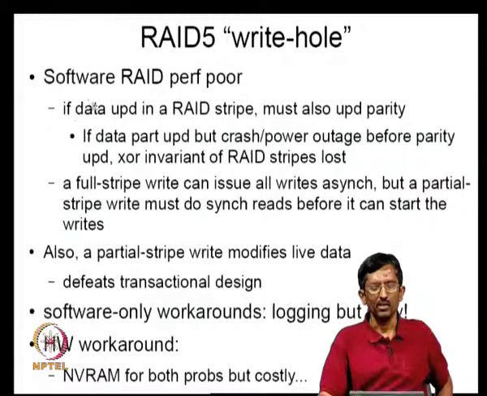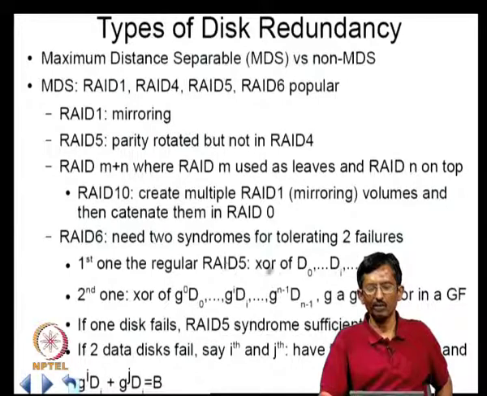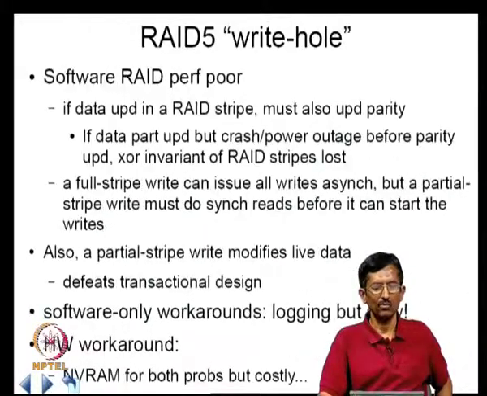If data is updated in a RAID stripe, you have to update the parity also, because there is an invariant that you are keeping. What is the invariant? Like I said in the last class, the parity is basically the XOR of D0, D1, all the way to Dn minus 1. This invariant you always have to keep. So if you update the disk, then you have to update the parity also. Only then is the invariant maintained.